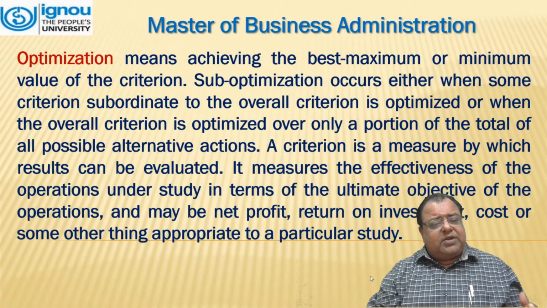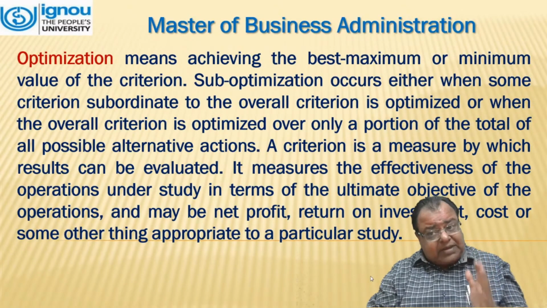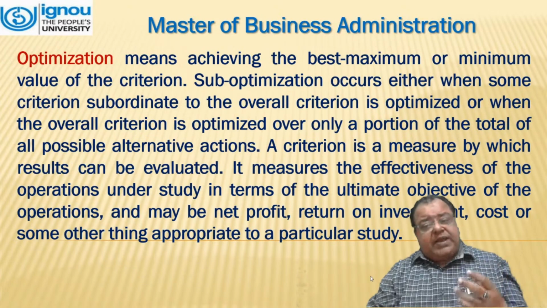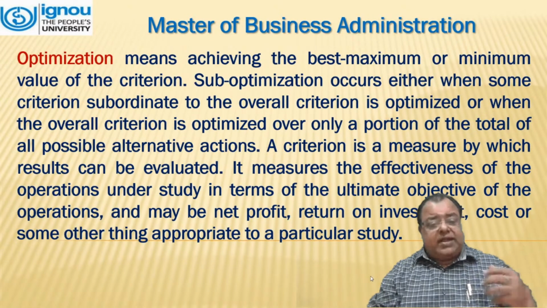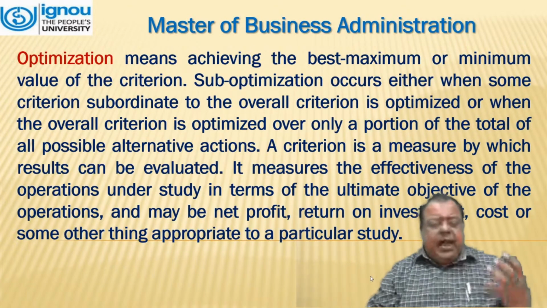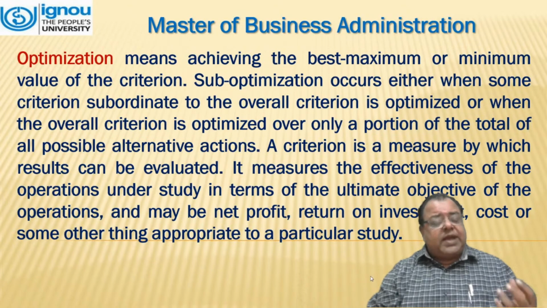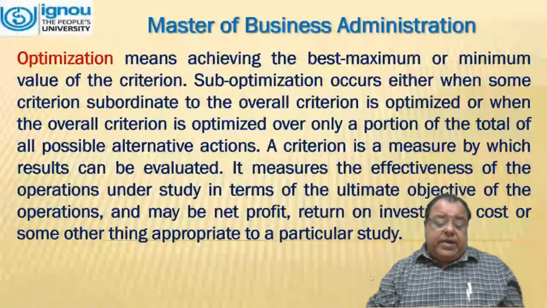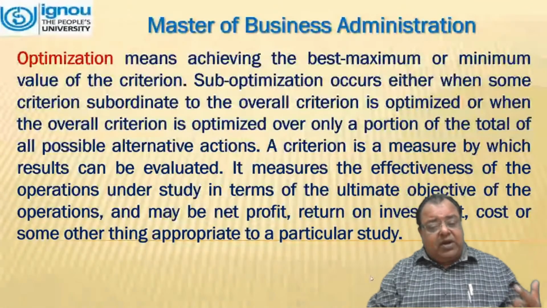What is meant by optimization? Optimization means achieving the best, maximum, or minimum value of the criteria. Sub-optimization occurs either when some criteria subordinate to the overall criteria is optimized, or when the overall criteria is optimized over only a portion of the total of all possible alternative actions. A criteria is a measure by which the results can be evaluated. It measures the effectiveness of the operations under study in terms of the ultimate objectives of the operations, and may be net profit, return on investment, that is ROI, cost, or some other thing appropriate to a particular study.